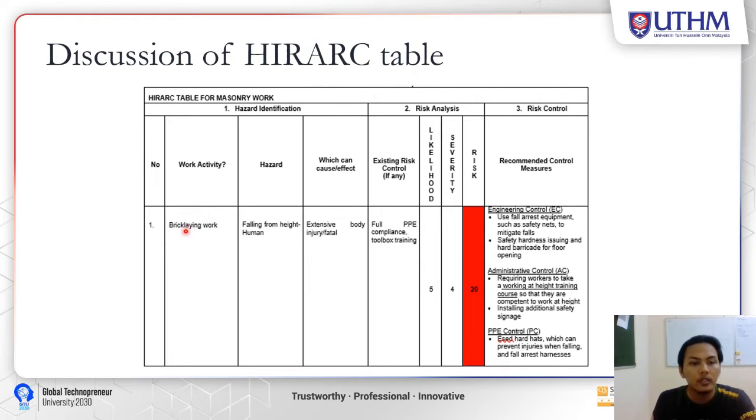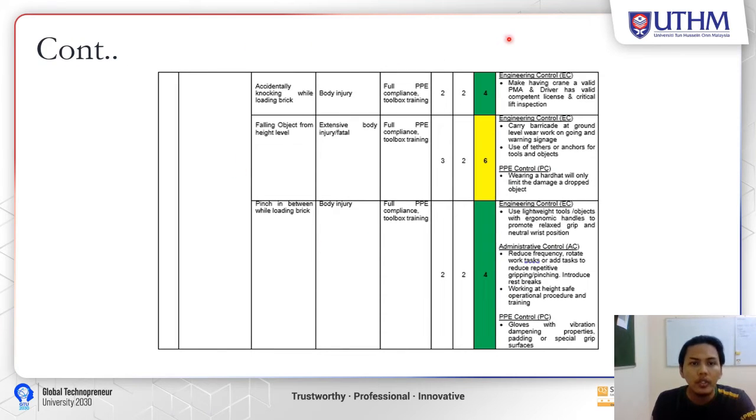Okay, so let's go for the first hazard, which is the human falling from height. We conclude that from the hierarchy table, we calculate the likelihood and severity. We got the risk is a 20 score, which means this hazard is really high risk, therefore they need the control measures really well. Okay, next we go for accidentally falling object and pinching.